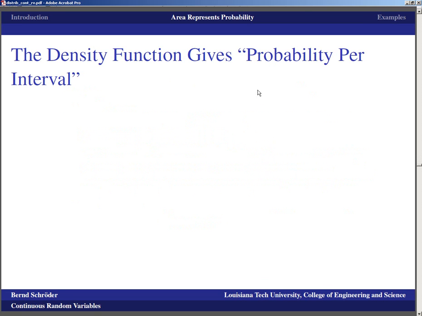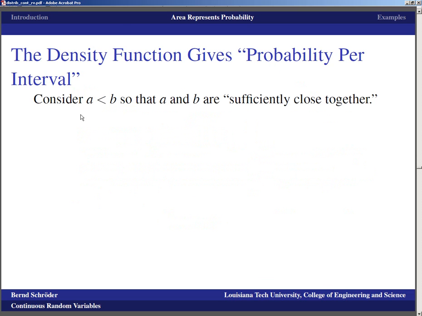Okay, so abstractly, what does the density function do? The density function really gives probability per interval. Take A smaller than B so that A and B are, how we always say in calculus, sufficiently close together. Remember, whenever you take sufficiently short intervals, things become straight lines in calculus. So that's the kind of sufficiently close together that we're talking about. Well, then the probability that our x is between A and B, or as it's also denoted, the probability of the interval AB, would be the integral from A to B of the density function dx.